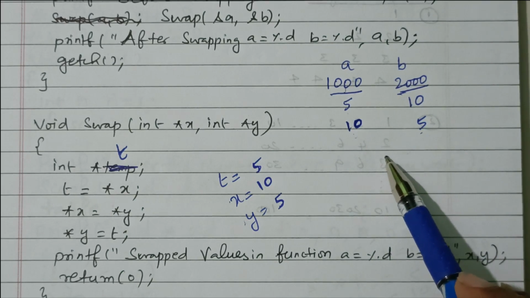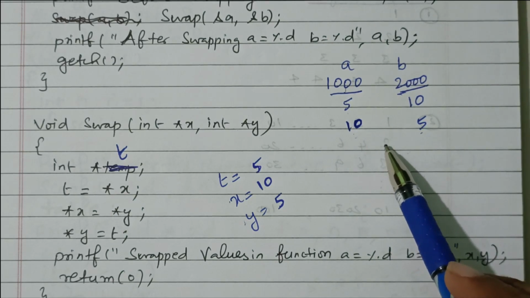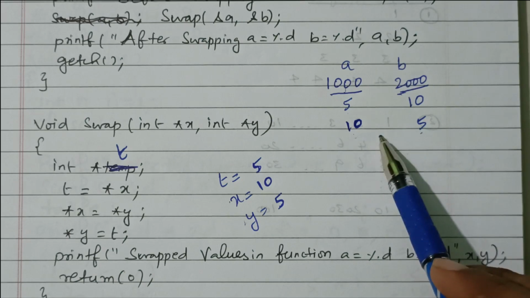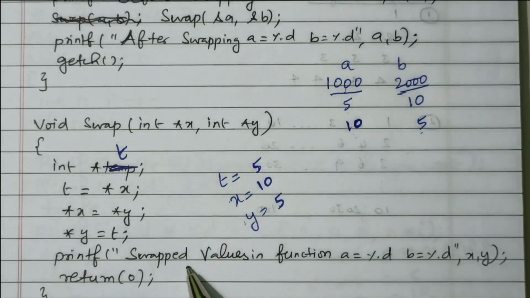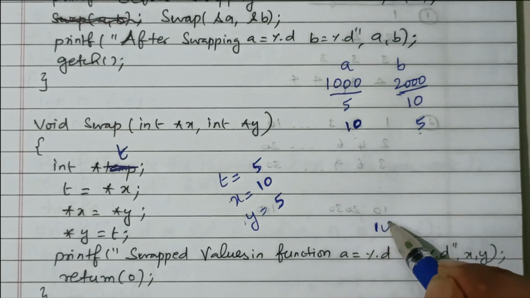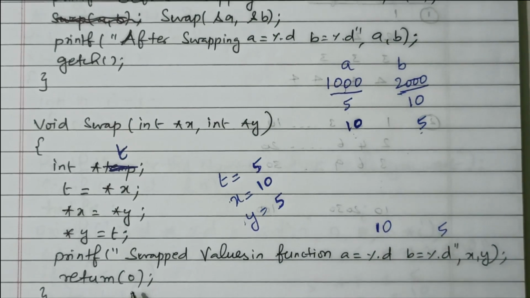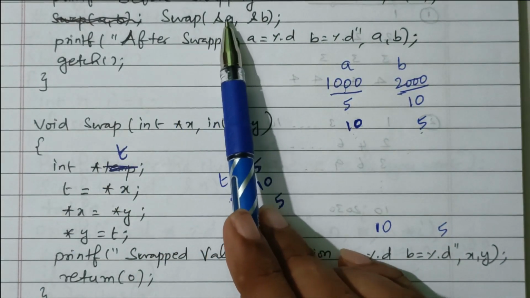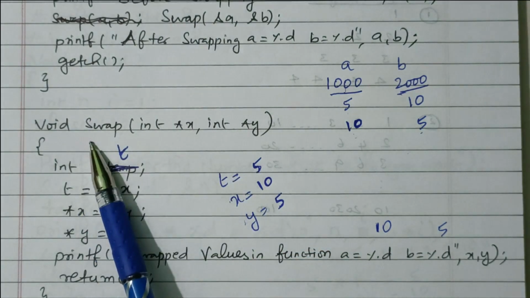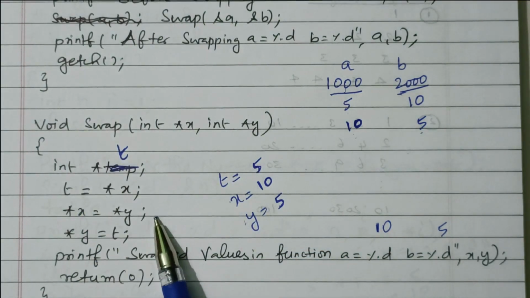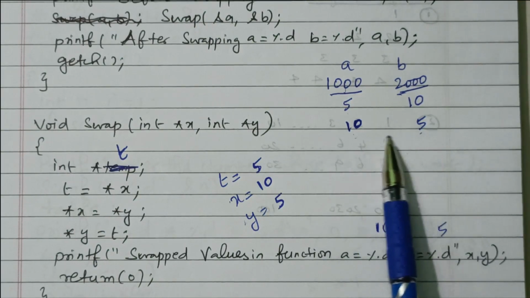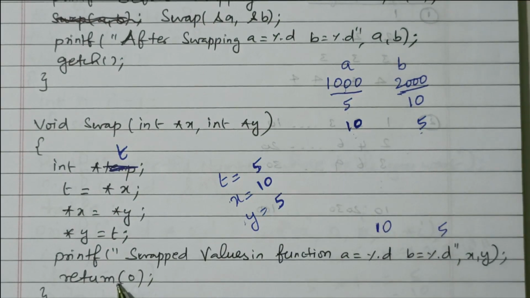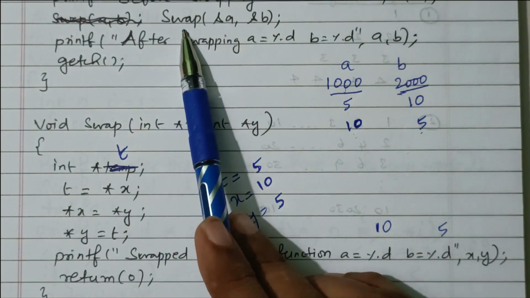In the previous case, not like that. AB is different, XY is different. Different memory location. Now after this, we are printing the value. The swapped value in the function is A, B. What is the swapped value? A is 10, B is 5. Now return 0. Return 0 means control will again go to this function. From swap AB only we came here, function definition. The values are interchanged in the address itself, memory location itself permanently. After executing this return, it will go to the main program.